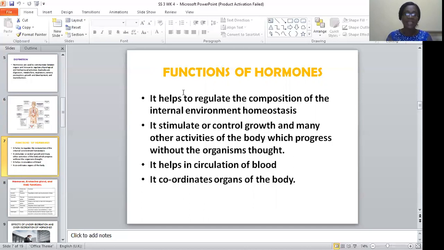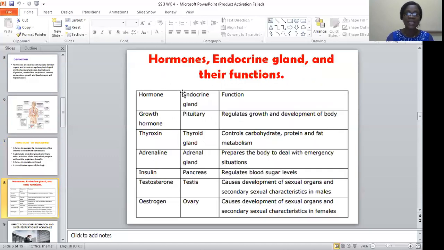It also helps in the circulation of blood. Yes, there's a particular hormone that actually helps in the circulation of blood to every part of our body. And finally, hormones also help to coordinate organs of our body. That is, every organ of our body functions with the help of a hormone. Our heart, our lungs, our liver, bladder, every other part of our body functions with the help of hormones in our system. Now let's see some endocrine glands, the hormones they produce, and their major function.